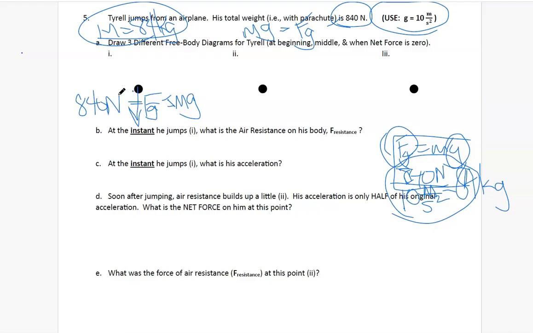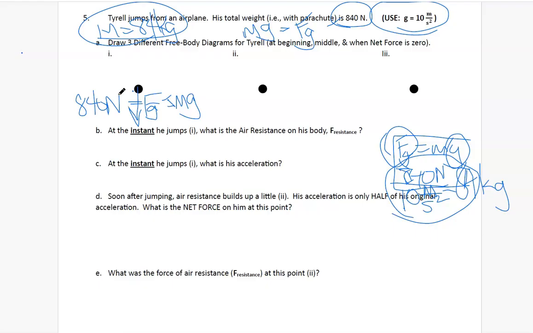As he falls, his speed will build up in the air. He will rub the air more and more, causing friction with the air. And we have a phrase for friction with the air. We call it air resistance. We also call it drag. So drag or air resistance would be an upward force.